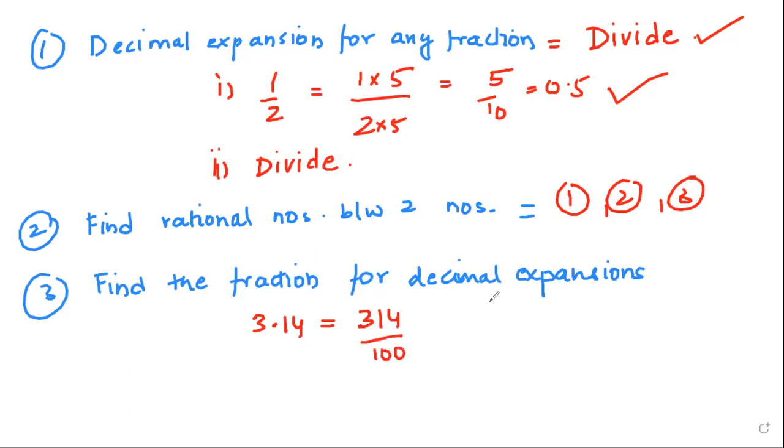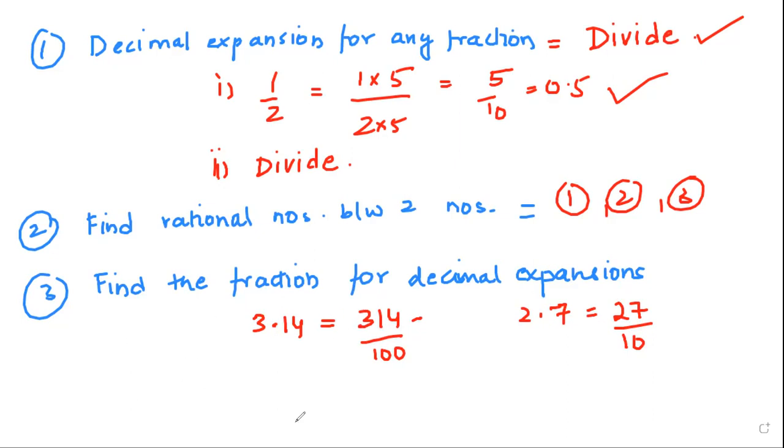Another example could be, let's say, 2.7. This would be 27 upon 10. Perfect. So if I'm giving you simple decimal expansions like this, which are non-recurring, you can do this easy method and maybe simplify it further, because this is definitely divisible by 2. You could simplify it and get the lowest fraction, right?